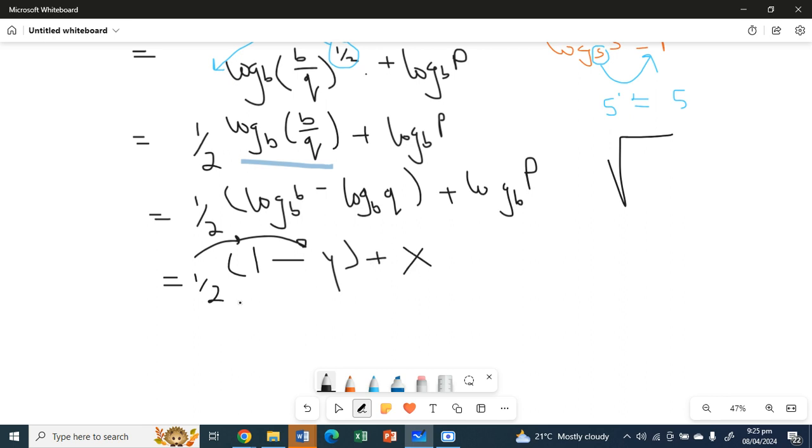Plus x. Yes. If you want, you can expand. You say half times 1, half. Half times negative y, negative half y, plus x. Either way, you will still be marked correct.